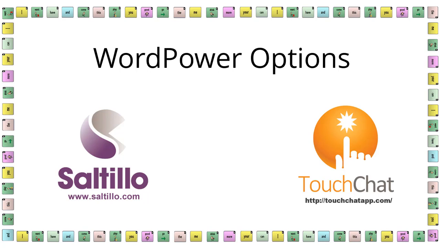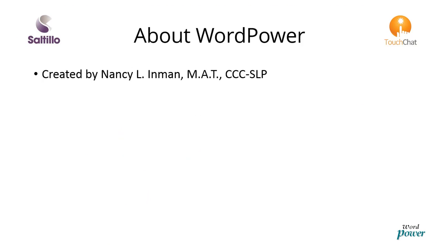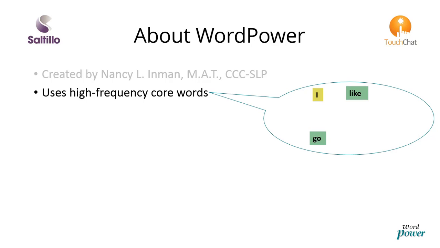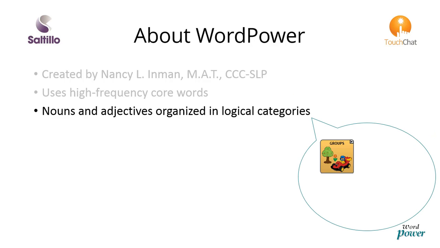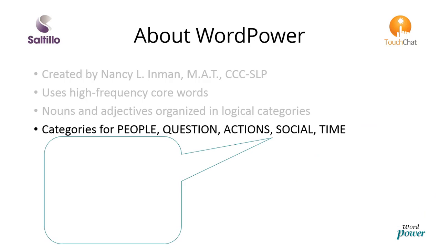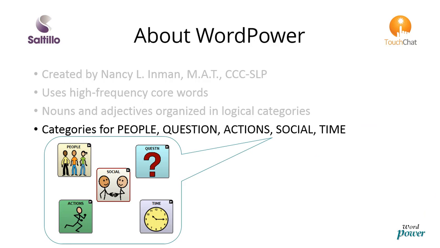This is a brief exploration of WordPower options. The files are created by Nancy Inman. They use high-frequency core words such as I, like, go, stop, more, what, that. Nouns and adjectives are organized in logical categories. There are also logically organized categories for people, questions, actions, social, and time. Notice button labels for categories are in capital letters.